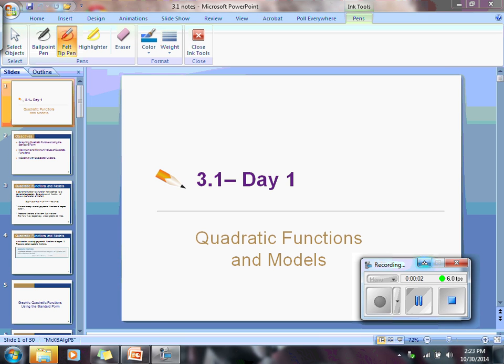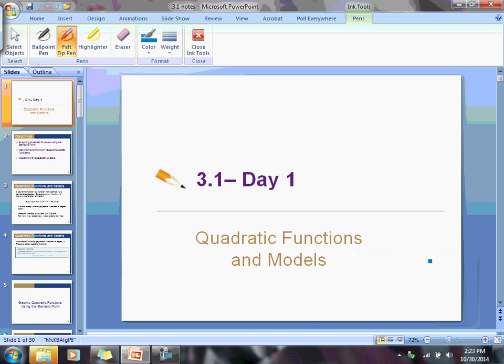Welcome to Mrs. Neller's notes for her pre-calculus class. These are the notes for section 3.1, day 1, entitled Quadratic Functions and Models.